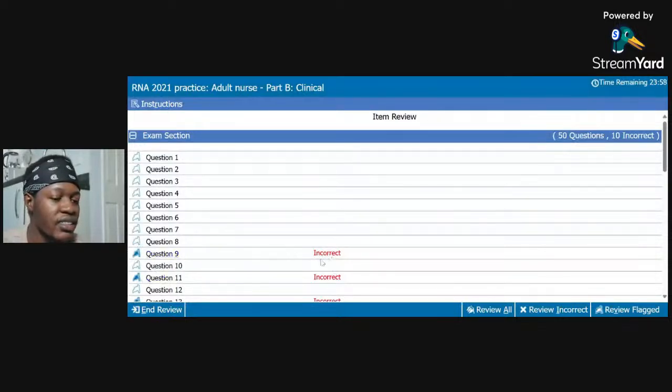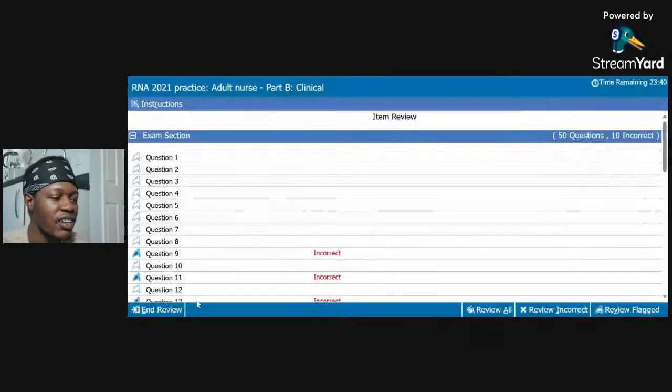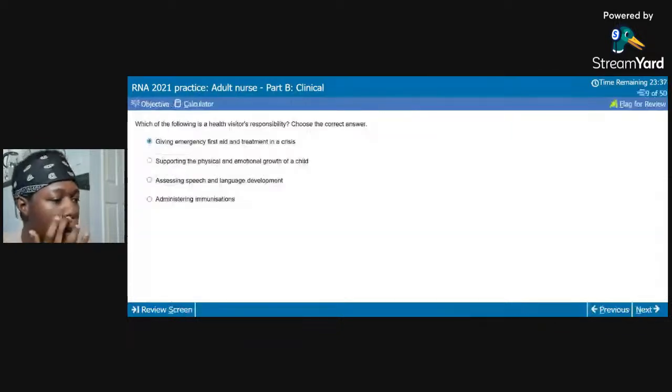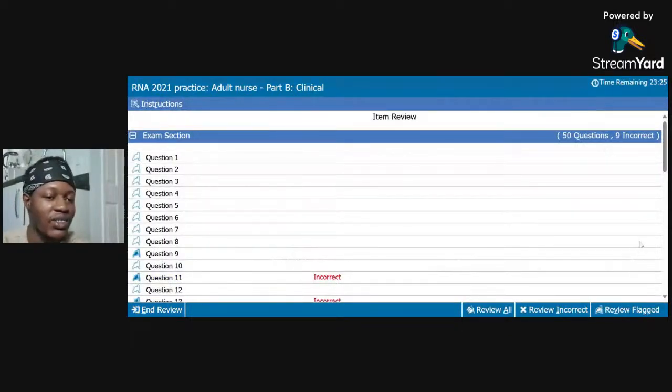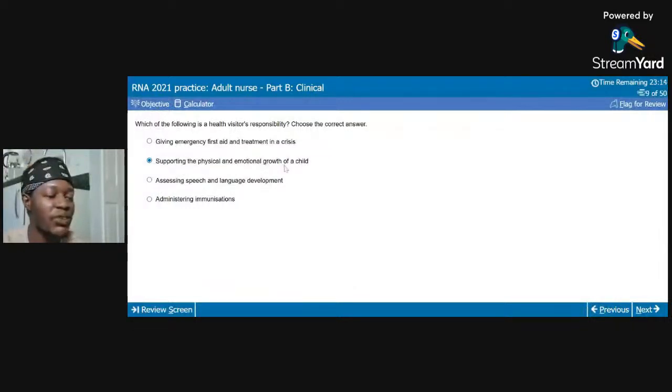Then question 9 says, a health visitor. Is it first aider then? So a health visitor should be a first aider. It's not a first aider. Then what? So that should be support, and I was doubting that too. I was really doubting. So that one is gone. So the correct answer, guys, is supporting the physical and emotional growth of a child.